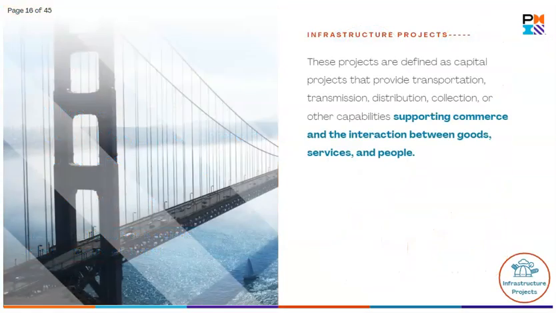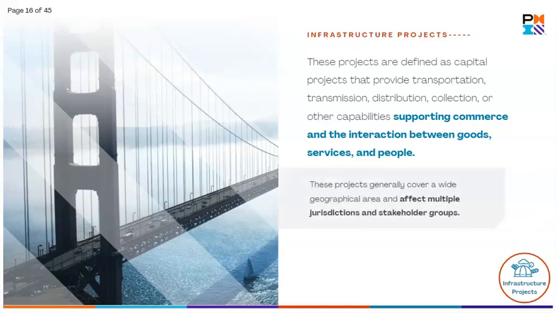These projects are defined as capital projects that provide transportation, transmission, distribution, collection, or other capabilities supporting commerce and the interaction between goods, services, and people. These projects generally cover a wide geographical area and affect multiple jurisdictions and stakeholder groups. Modes of transportation, such as highways and railways, are just one example.